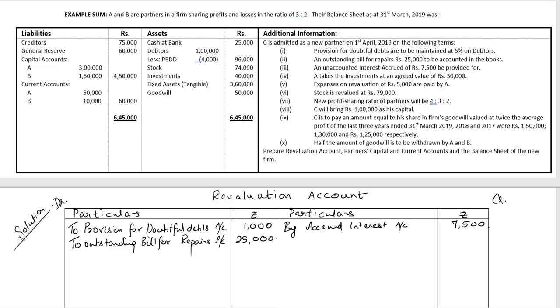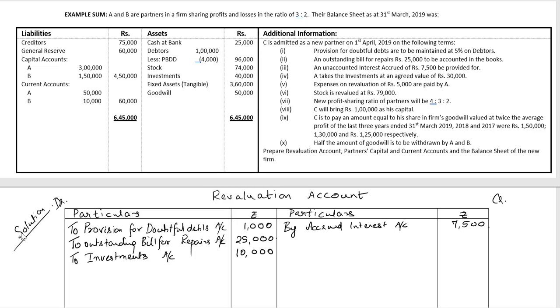The fourth point, A takes the investments at an agreed value of 30,000. So the investment which is given in the balance sheet is showing at 40,000, but now it's going to be valued at 30,000 and then taken by A. In the revaluation account, we'll reduce the value of investments by 10,000 rupees. So to investments account, 10,000 rupees.